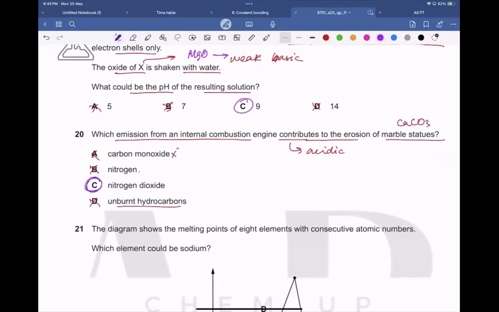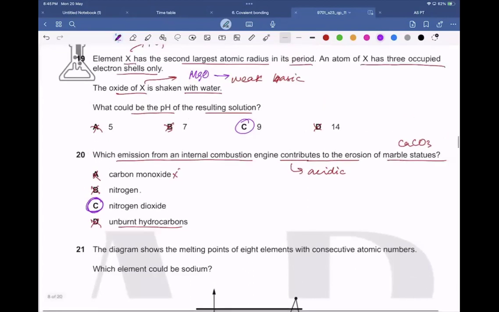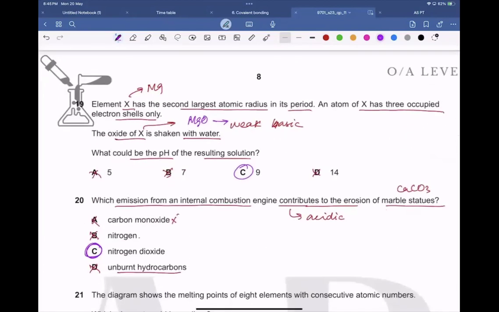Is this clear? Okay. So we are ending the class over here. We are done with half of the paper, and the rest of the half we are going to do in the next class tomorrow.